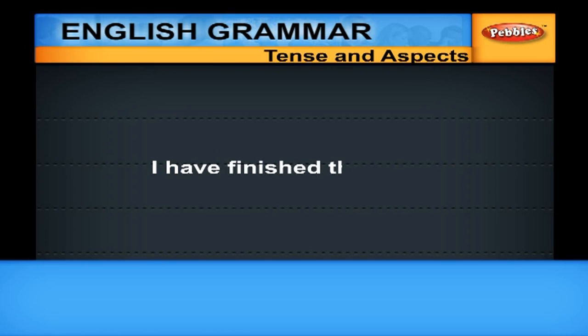I have finished the work. Here the verbs are have and finished. Finished is the main verb or lexical verb. Have is the helping or auxiliary verb.